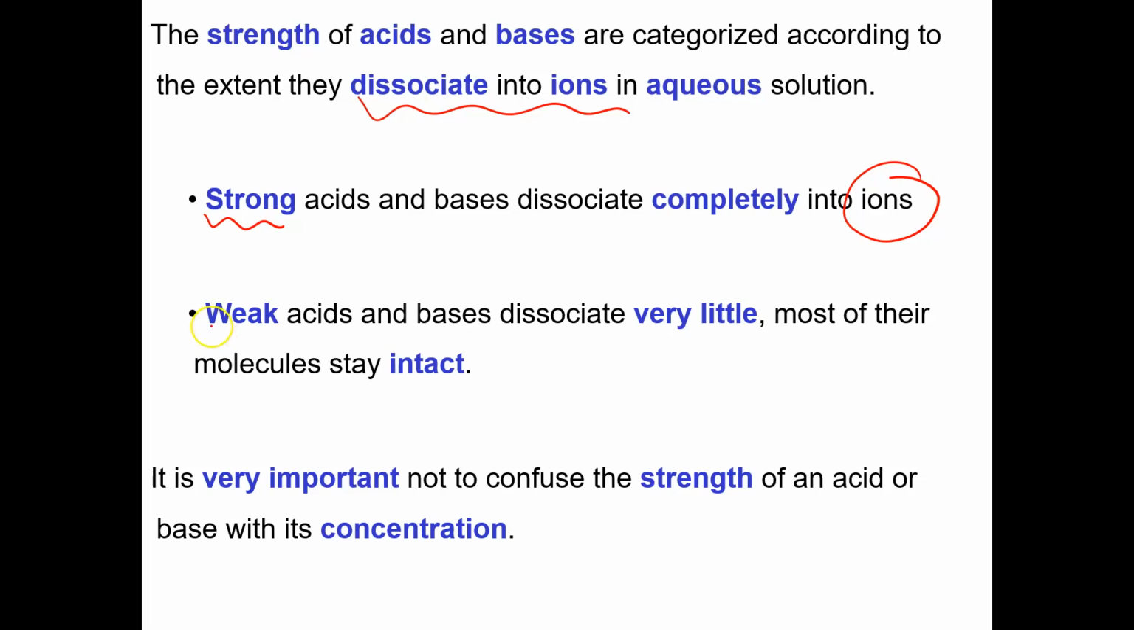In the opposite sense, an acid or base is defined as being weak if, when dissolved in water, very little dissociates and most of the molecules or the ionic compound remain intact. So it's important to recognize that acid strength and base strength is not related to concentration. It's related to the extent that the compound dissociates into ions when it's dissolved in water.